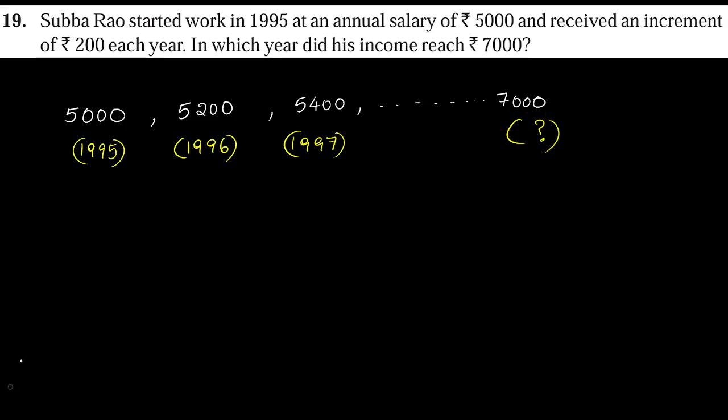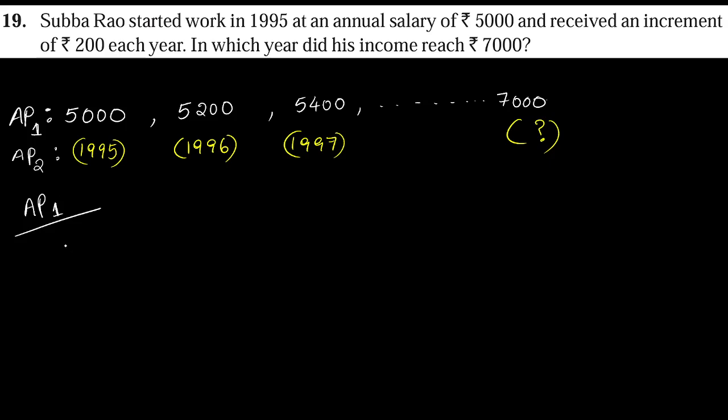Let us look at 5,000, 5,200, and so on. This is an arithmetic progression. Let us focus on this progression, not the year. Let me call it AP1. The year also follows an AP, 1995, 1996, and so on. Let us call it AP2. But for the time being, let us focus on AP1.